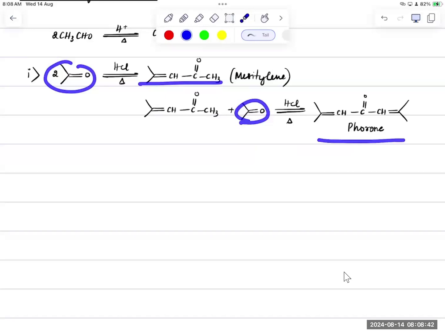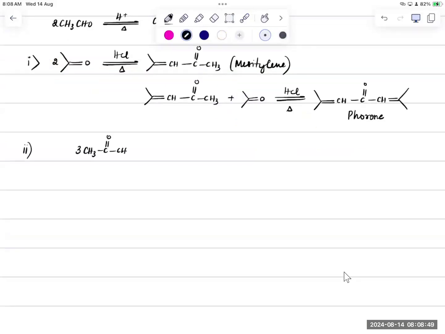Second case, if you have 3 moles of ketones given, C double bond O, CH. Can you repeat? So the above one is mesityl oxide. Sorry, sorry. Yeah, mesityl oxide, not mesitylene. Yeah. Thank you.